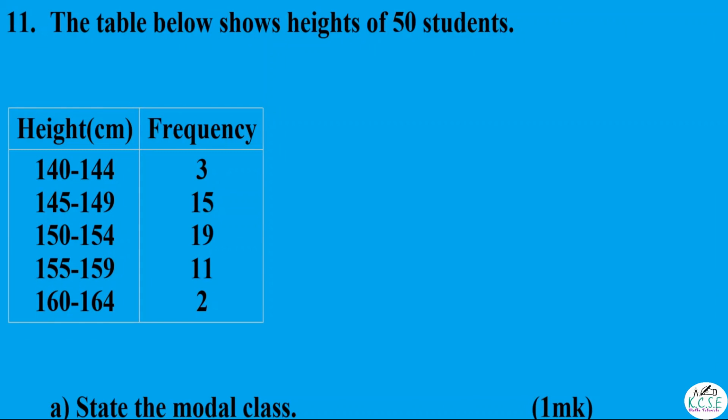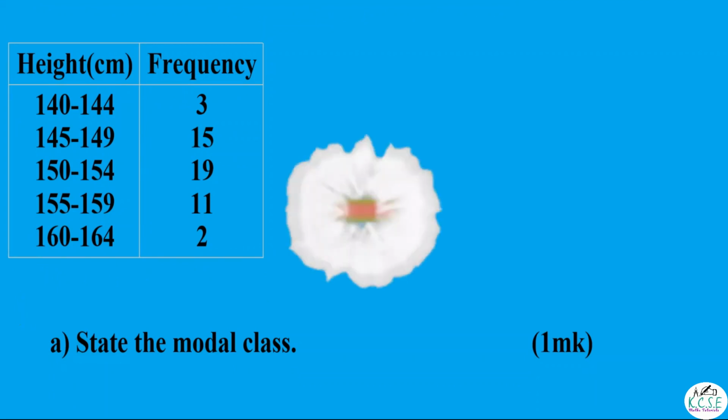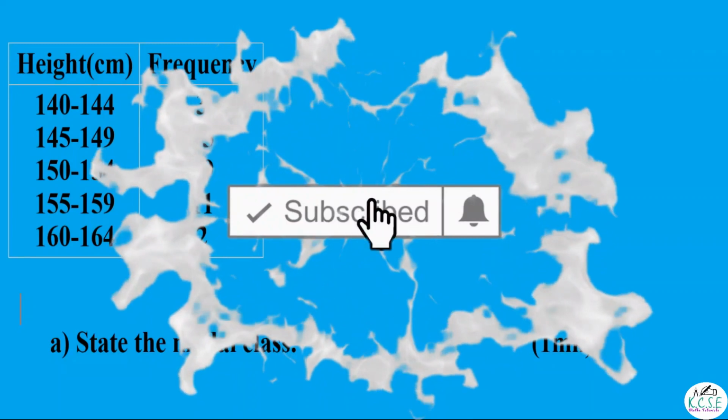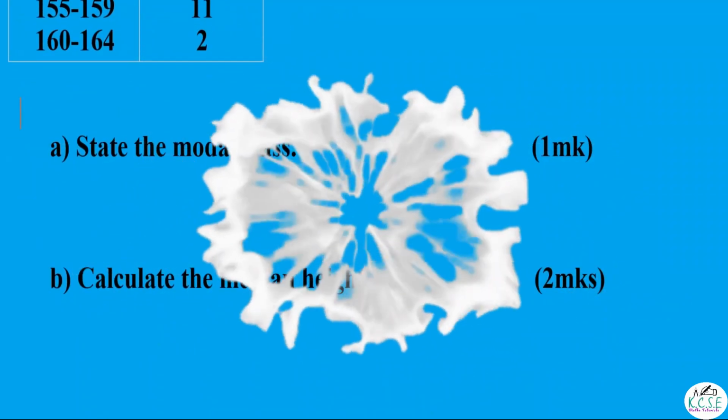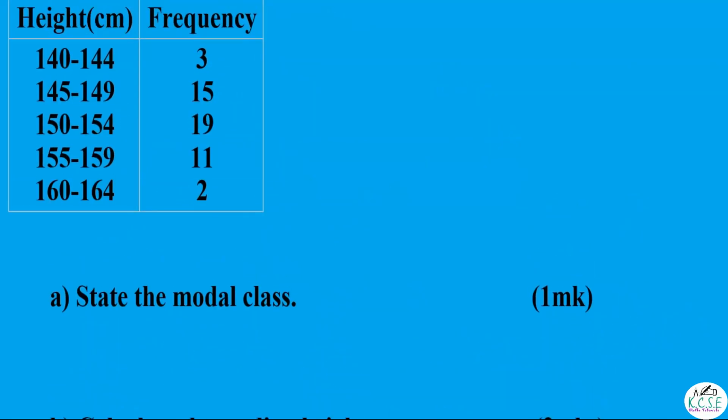The table below shows the heights of 50 students. The table is there with height in centimeters and frequency. The classes are given. The first question, part A, state the modal class. So the modal class is the class with the highest frequency. When you look at the table, the class with the highest frequency is this class, 150 to 154. That is the modal class, and it has the highest frequency of 19.